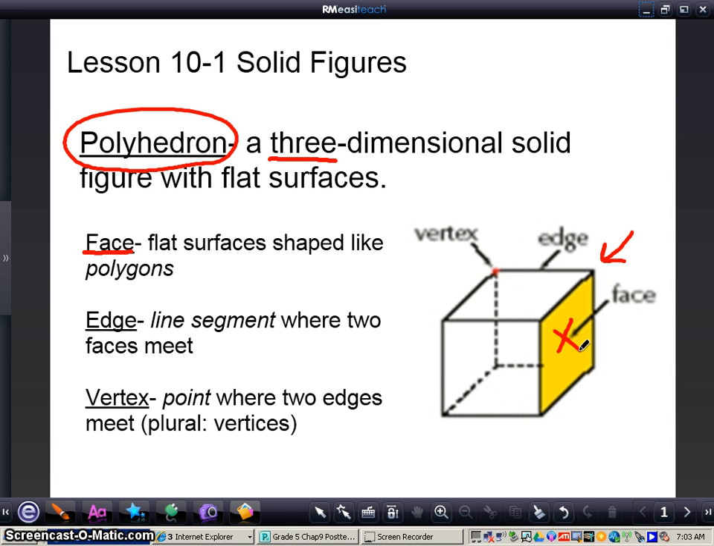It's a two-dimensional figure made up of line segments. Closed plane figure made up of line segments there.